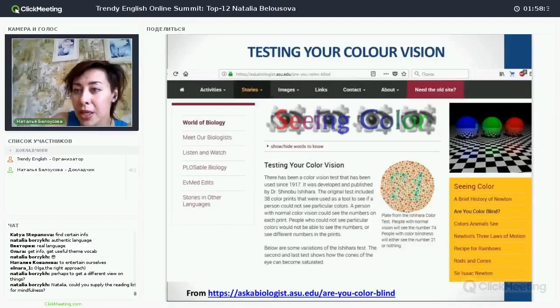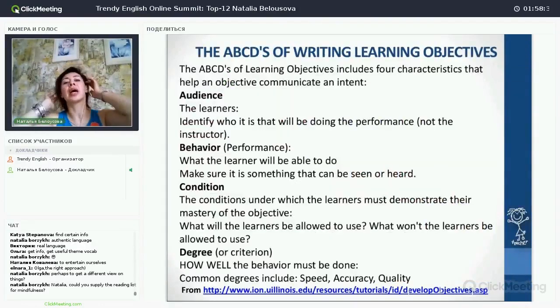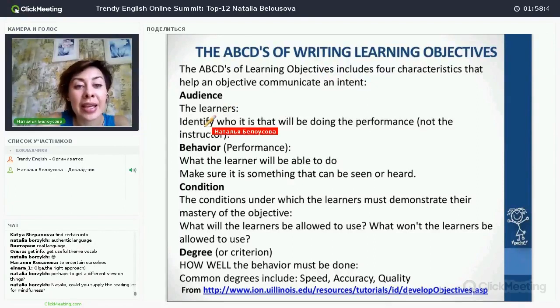So there's a system, and if you want to read about ABCD objectives, again, you can follow the link below on the slide. ABCD means that A is the audience, who is going to do the task. B is behavior, so what the learner will do, basically. C is condition. It's like how, maybe when, and so on. And D, degree, is about speed, accuracy, and quality.